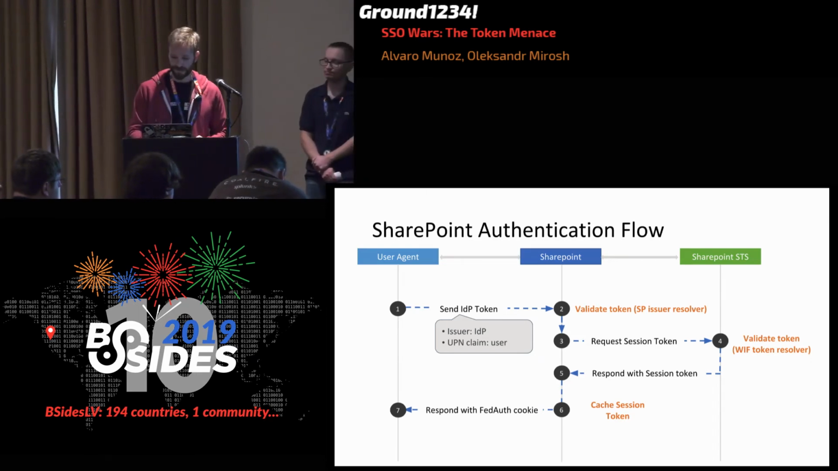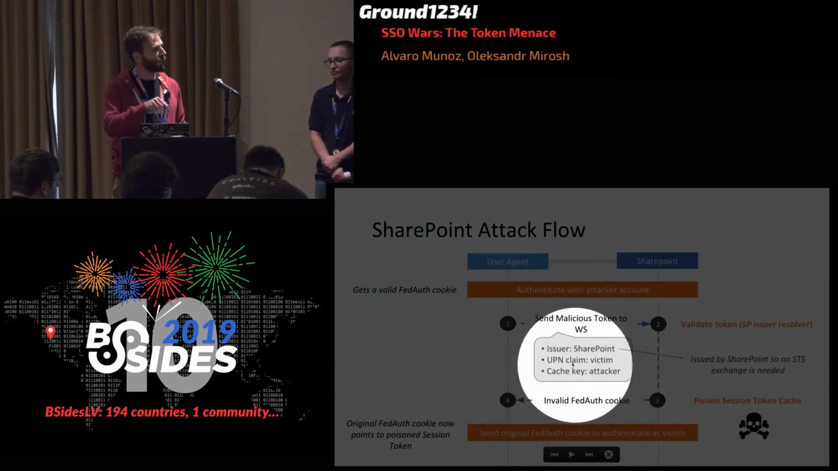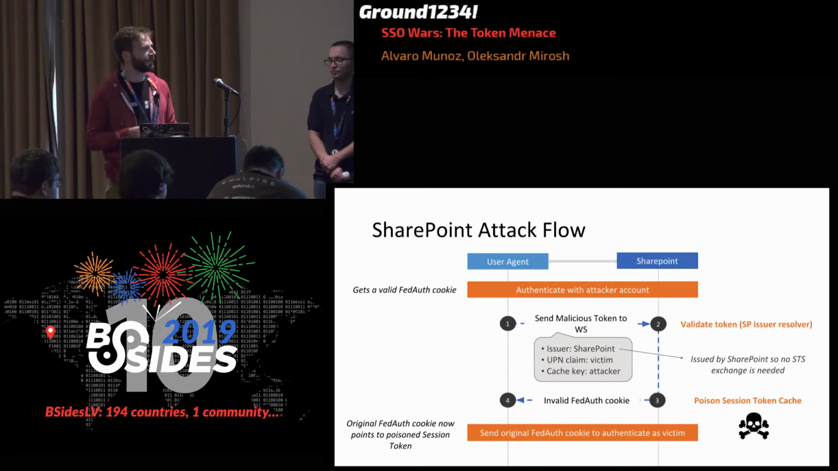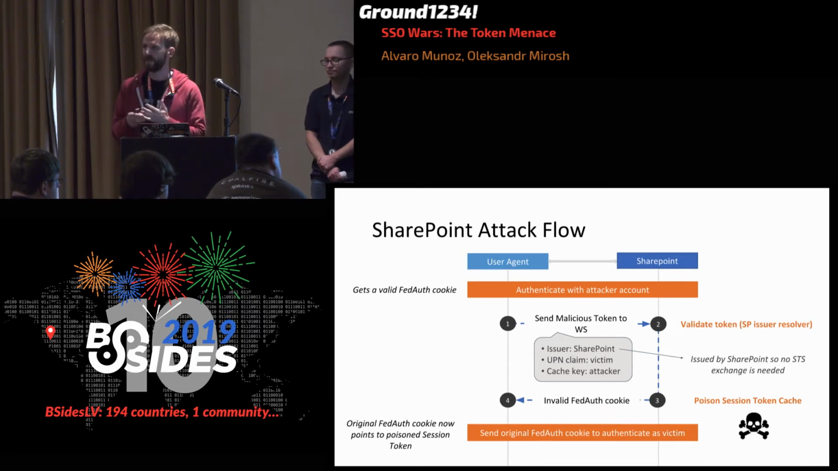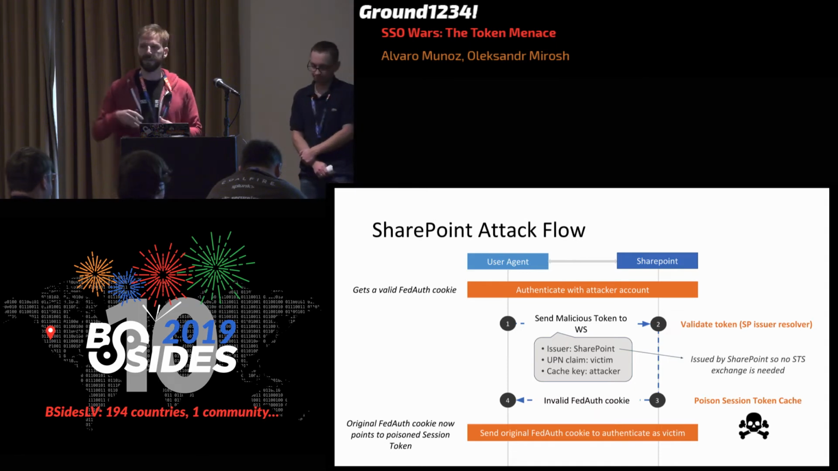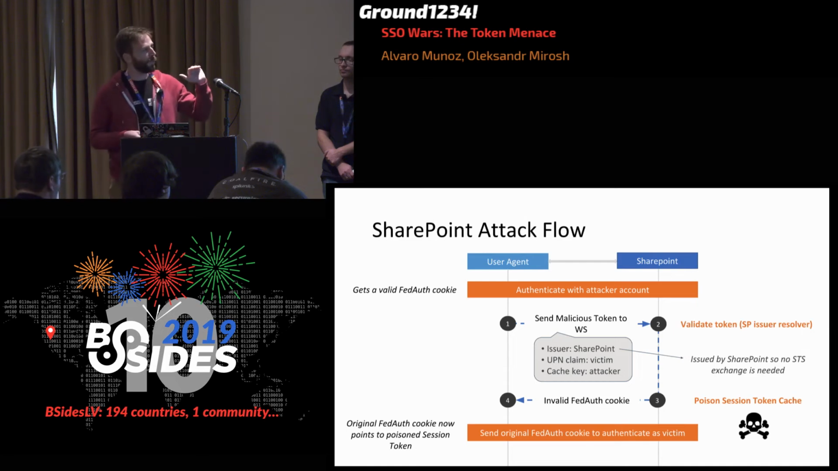Just remember that. Now, what we will be doing is basically crafting a malicious token from scratch that will have some very specific claims. So first of all, the issuer will be SharePoint. It will not be the identity provider. And then we will use the victim data, or the victim attributes, for example, the user principal name, user ID. So the token will be representing the victim, but we will send the attacker internal ID as the cache key.